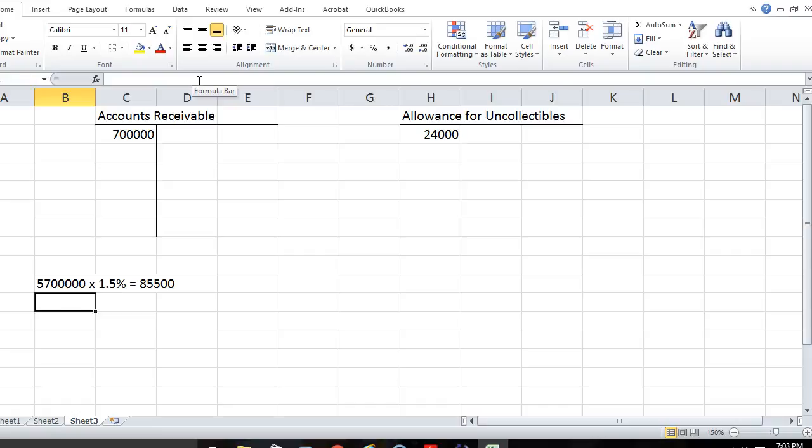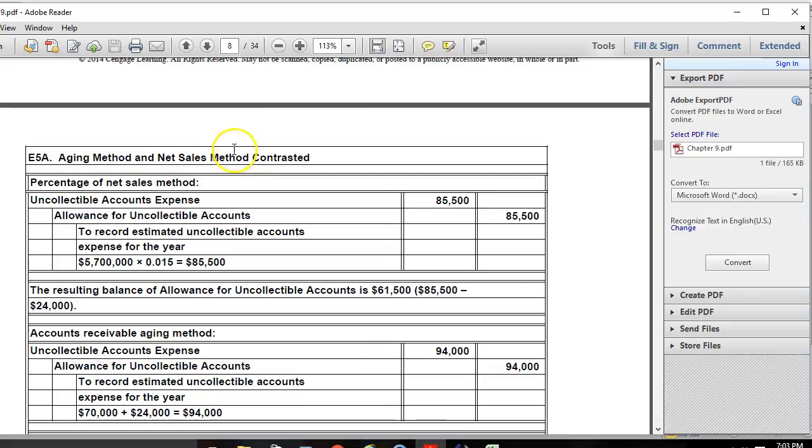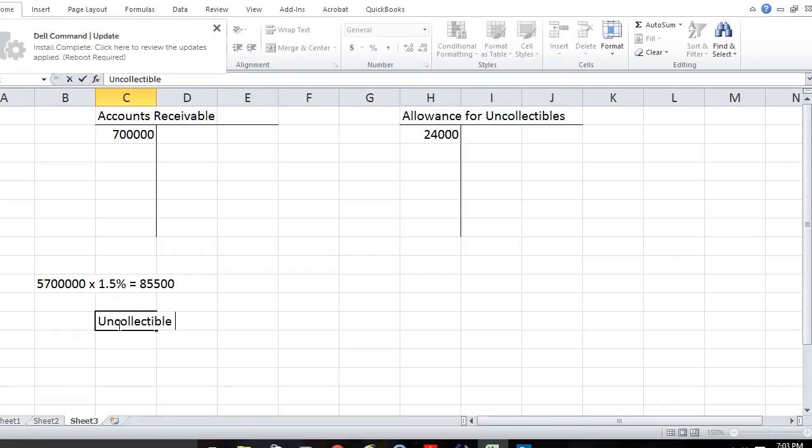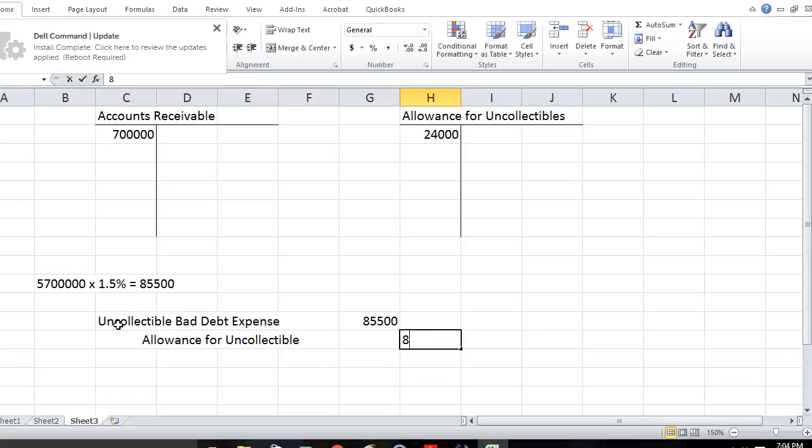So that's the amount that we are going to show is uncollectible, right? So the debit would be a debit to uncollectible accounts expense for 85,500 and a credit to allowance for uncollectible accounts for 85,500. So our debit would be uncollectible debt expense for 85,500. The next is an allowance for uncollectible for 85,500.